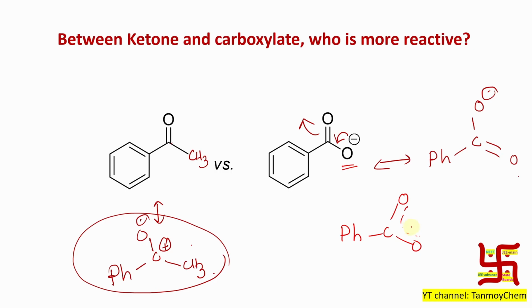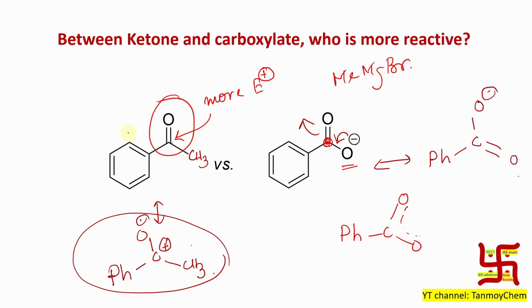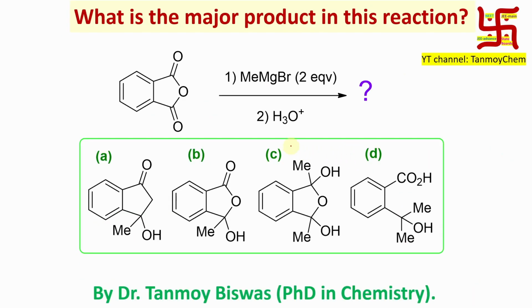So from that you can understand that this carbon is not at all that electrophilic, but this carbon is significantly more electrophilic. So if it is more electrophilic, then a nucleophile like this methyl magnesium bromide will preferentially react at the ketone carbonyl rather than this carboxylate carbon. Okay, so I guess this doubt is clear. So what is the answer here? After 2 equivalents are treated with phthalic anhydride, here it would be carboxylic acid and tertiary alcohol. So option D is the right answer.